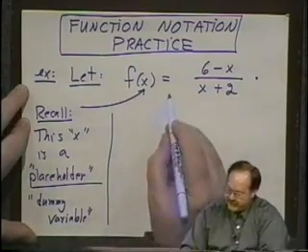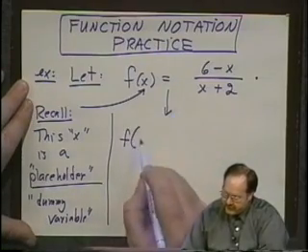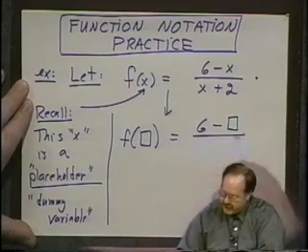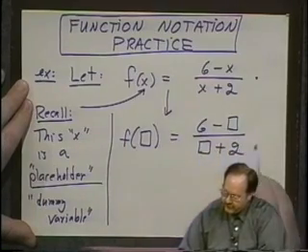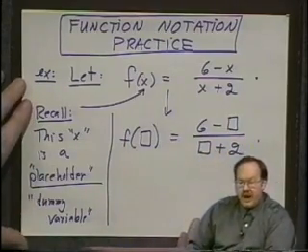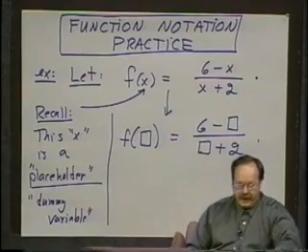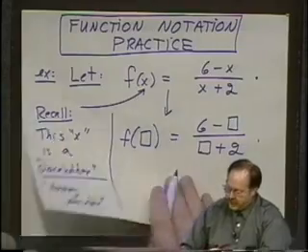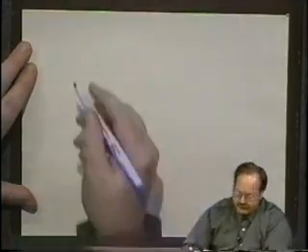So, it might even be better to write this without variables at all, as f of box equals 6 minus box over box plus 2. Now you'll see why I write it that way. I want to do some calculations with this. So let me go ahead and do some calculations. I may have to bring that picture back.